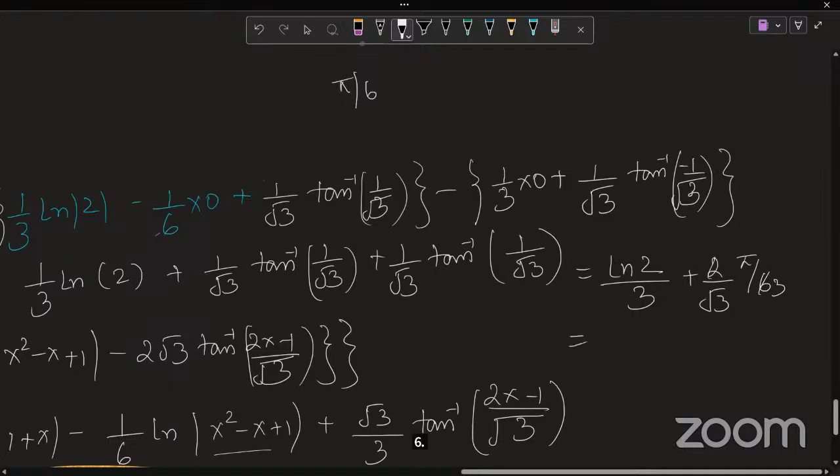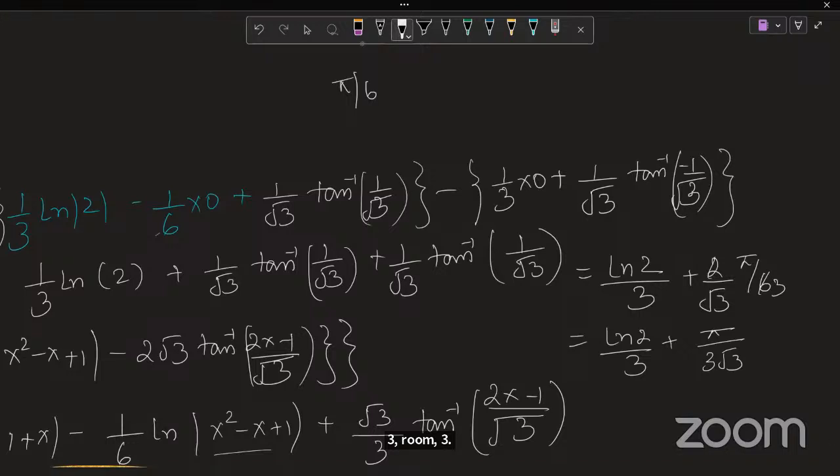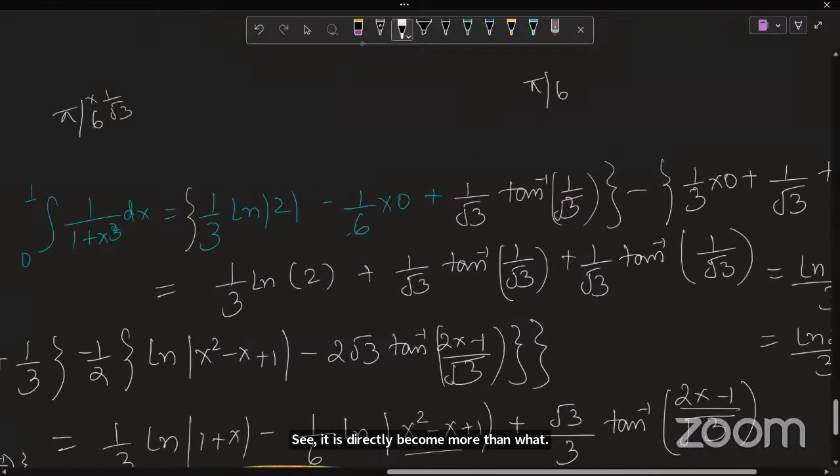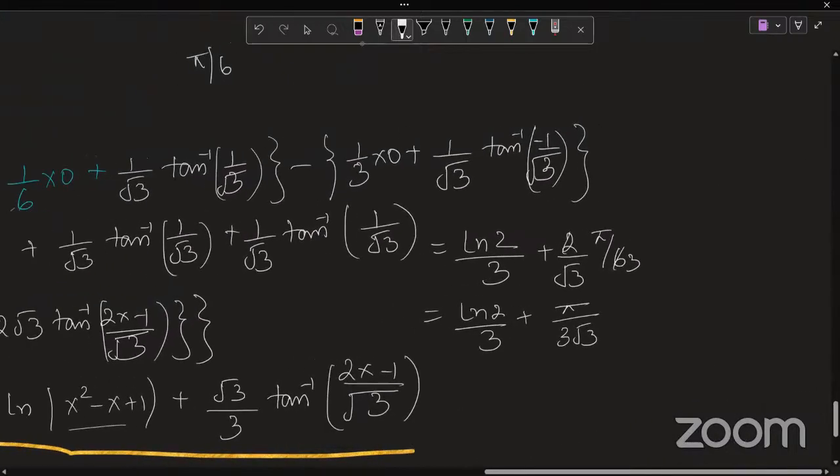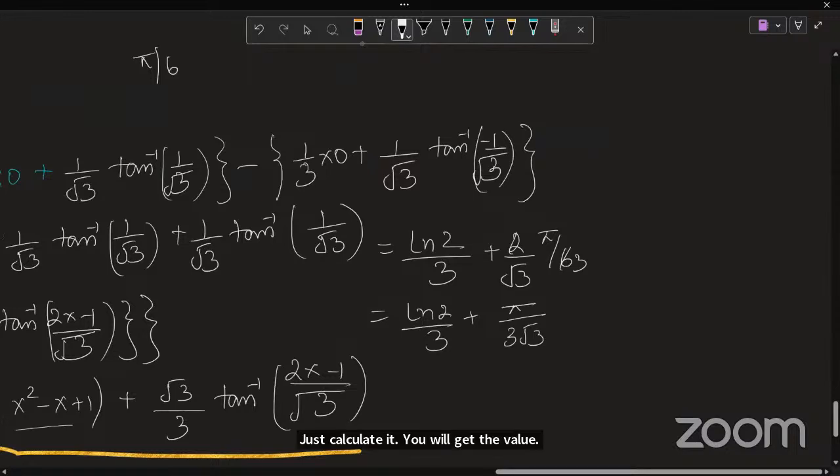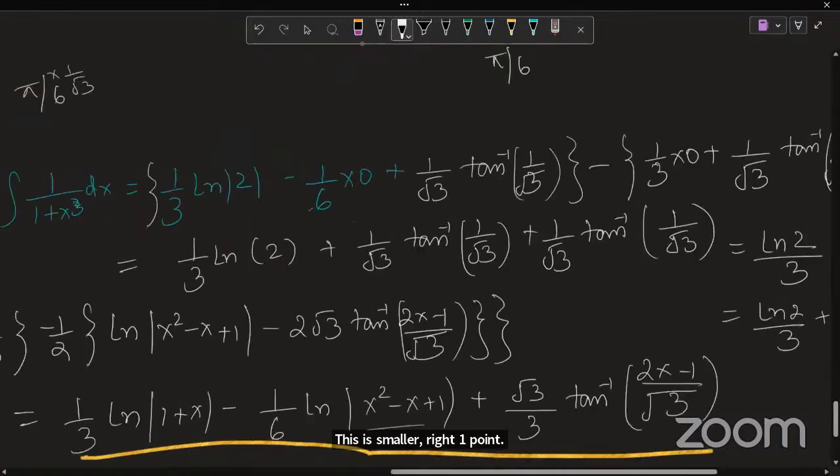Let's see, this has directly become more than ln2 by 3 plus pi by 3 root 3. Okay, not directly. Just calculate it, you will get the value. This is smaller, right? 1.5. You have to find the value of this one.